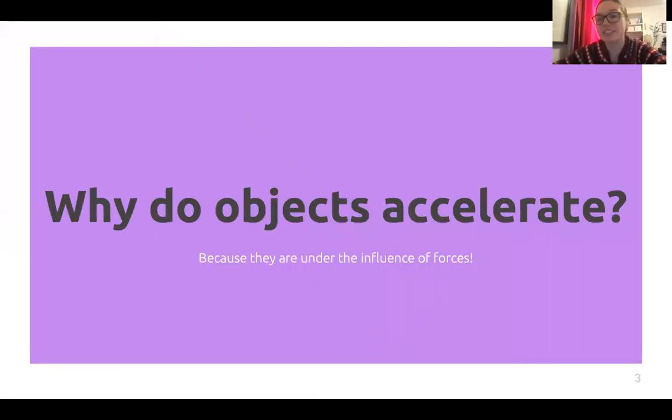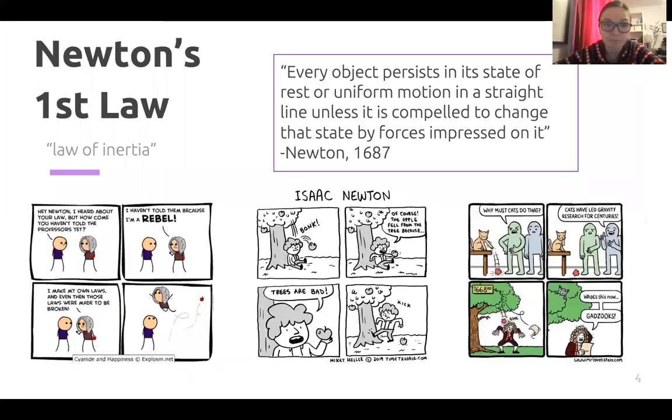I alluded to this before when we were talking about acceleration, but the reason that objects accelerate is that they are under the influence of forces. So if there's no force acting, the object is not going to accelerate. Note that that could mean a couple of things, right? It could mean that the object is staying still, so it's not moving at all, or it could be moving at a constant speed. So in order to change the speed of something, you need an applied force.